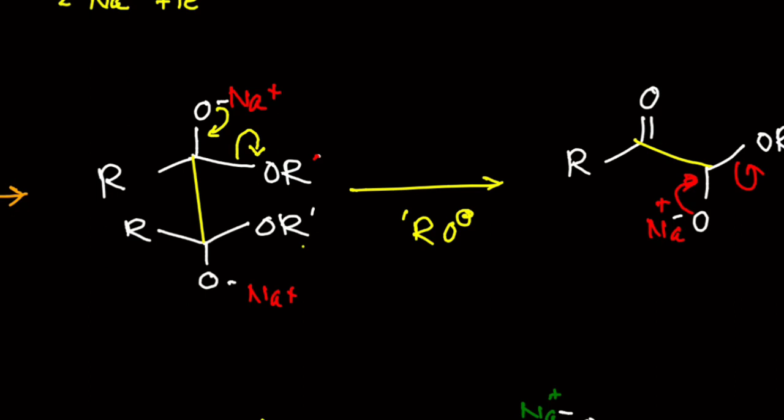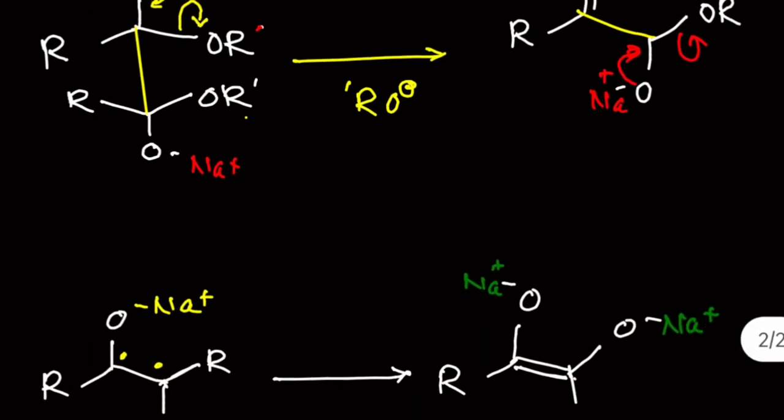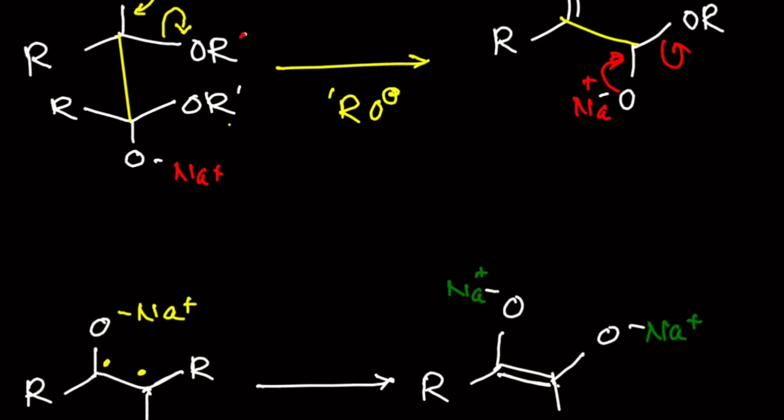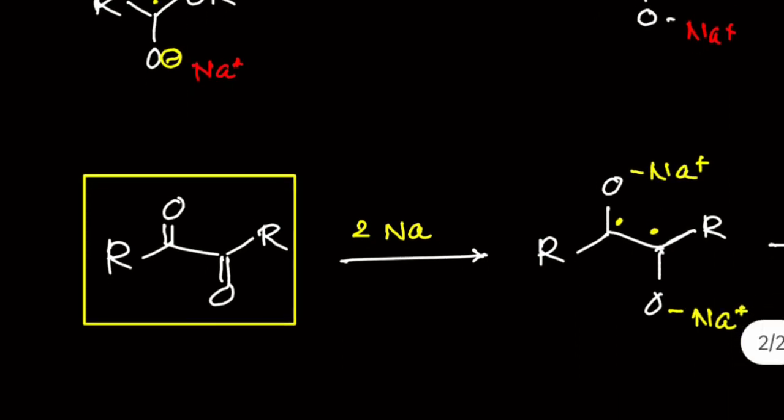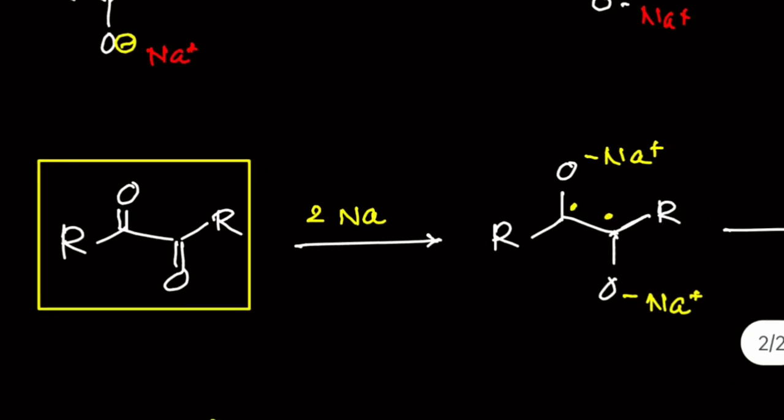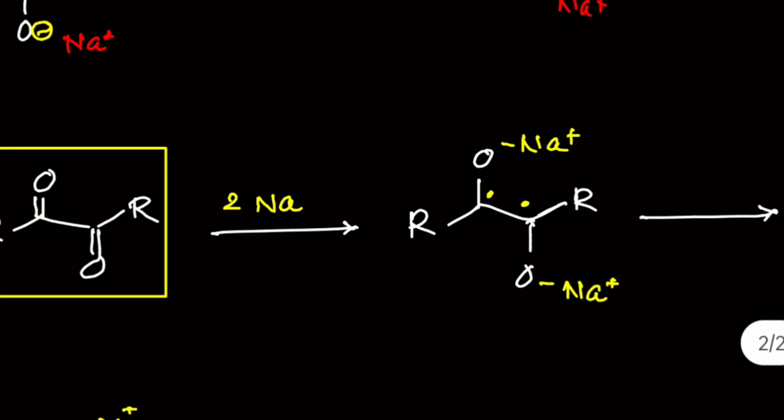So likewise you can get the molecule where both OR groups are free, and there is a formation of a 1,2 dicarbonyl compound. The 1,2 dicarbonyl compound is again treated with 2 equivalents of sodium, that will be converted into the biradical molecule along with the anion. Okay, so this is the biradical anion.